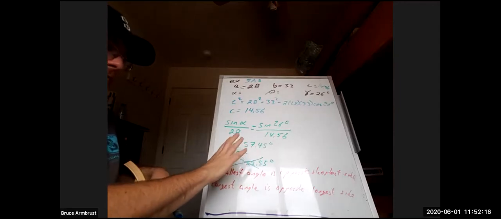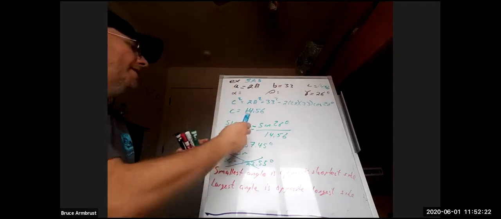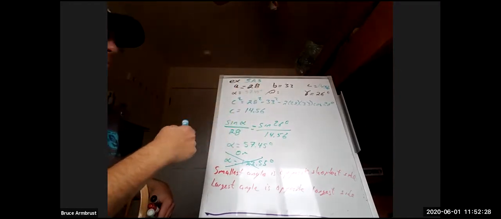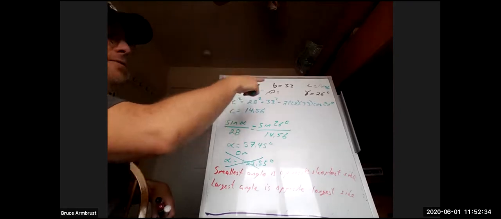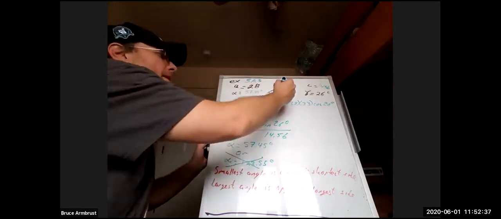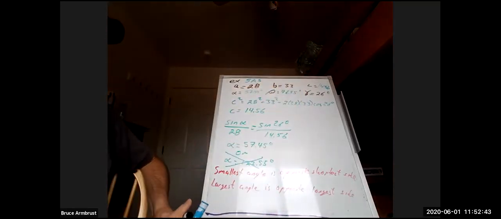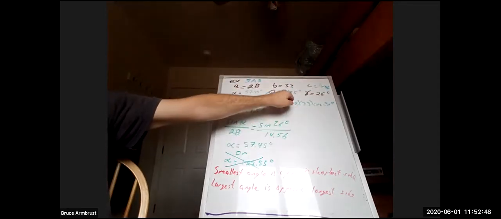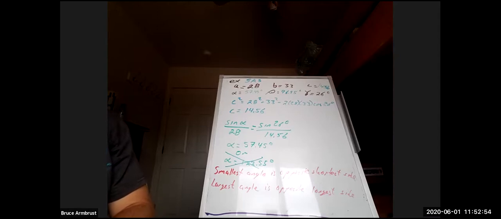Okay, I'm going to write one more thing down in just a second that pertains to that, or at least put it down in words so you can see it. But I want to go ahead and finish this real quick. So we found out that alpha is 57.45 degrees, which means in order to find beta, we just have to subtract that 57.45 and 26 from 180, and that gives us beta is equal to 96.55 degrees. And you can see this fact again, that the smallest angle is opposite the shortest side, and the largest angle is opposite the longest side.